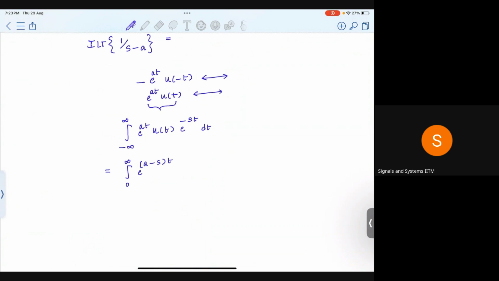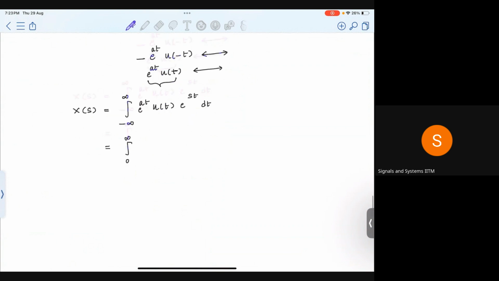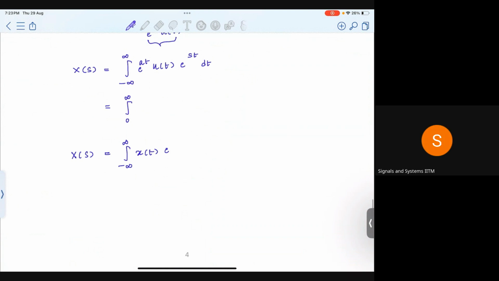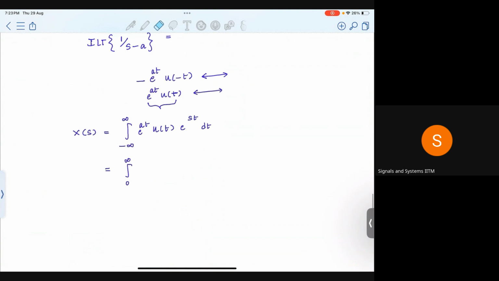I think it is 1 upon s minus a only, I believe. No, I think for the Laplace transform, shouldn't this be e power st? No. Sorry, I'm just confused with the definition of the Laplace transform. What is the definition of Laplace transform? Integral from minus infinity to infinity of x of t, e power minus st dt. Yes, minus st only. Okay, all right.